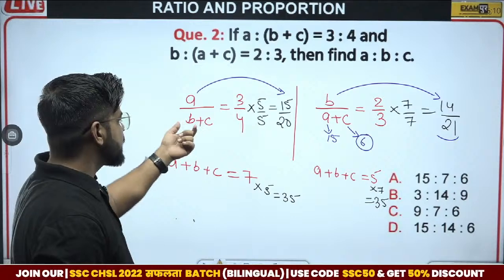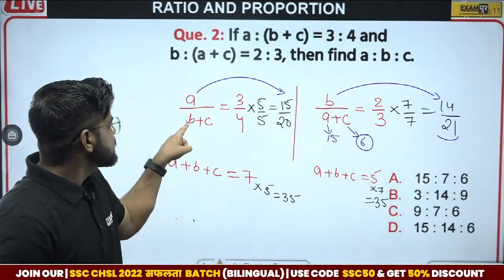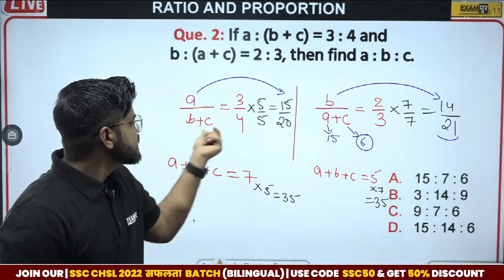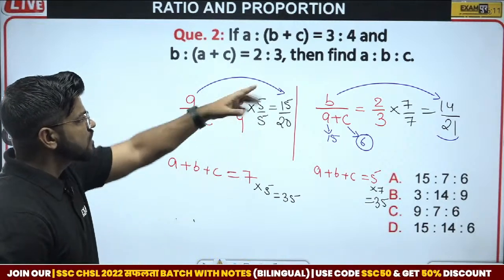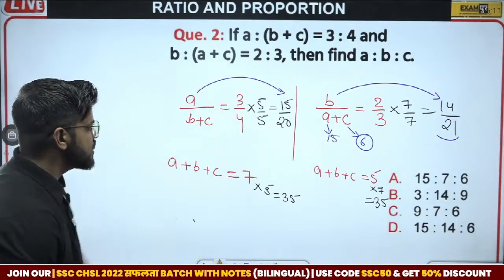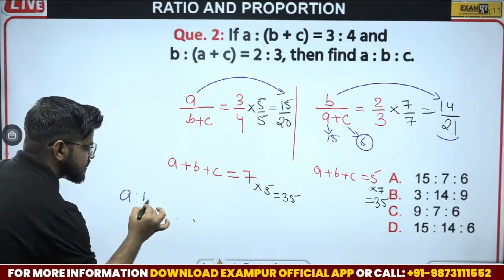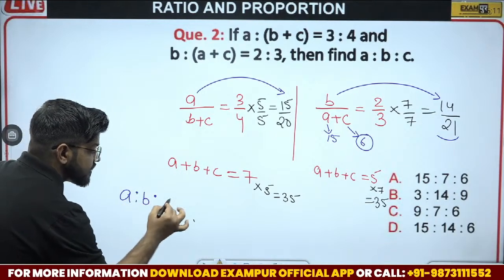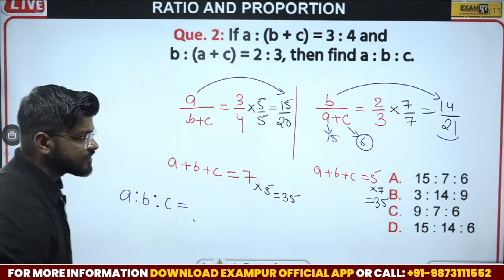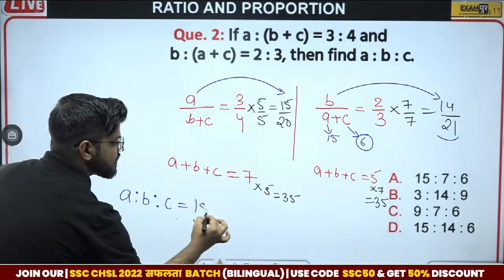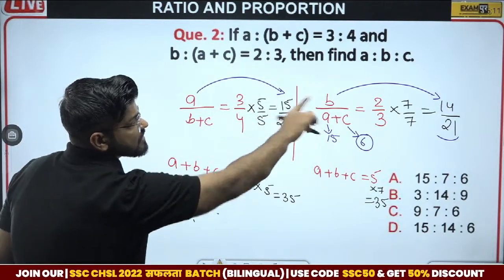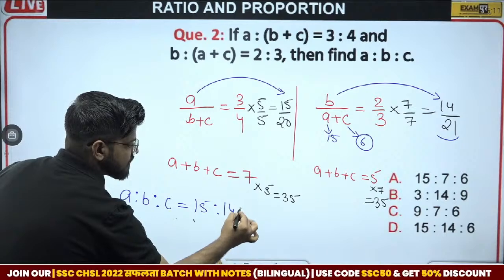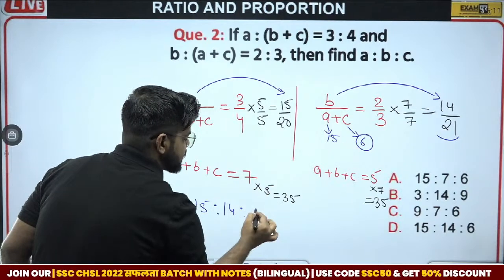You can also compare here that b is 14 here and b plus c is 20, that means c is 6. What is the question? What is a is to b is to c? So a is 15, b is 14 and c is 6.